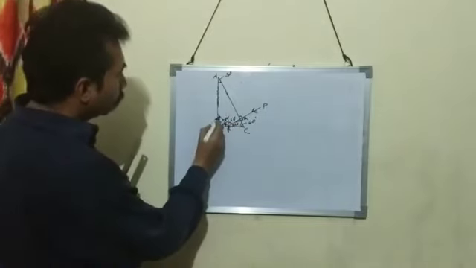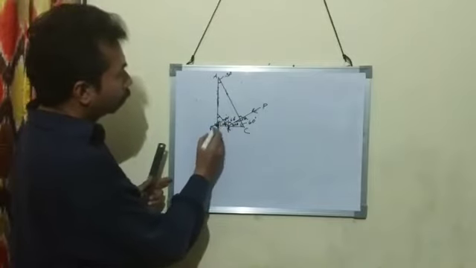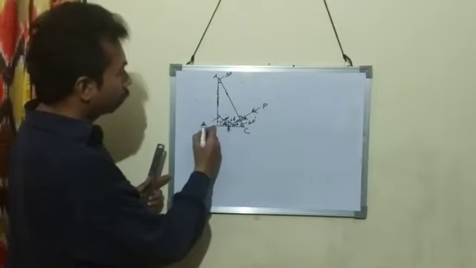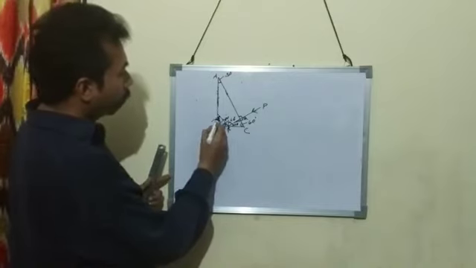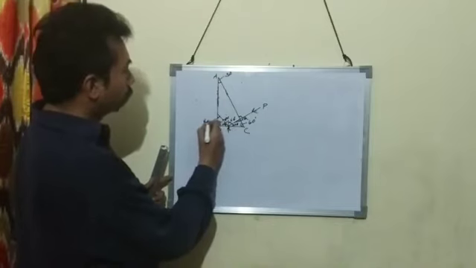So 30 degrees, then what is the magnitude of this angle? In this small triangle we will apply the angle sum property. Then this will come as 180 minus (90 plus 30). So this will come as 60 degrees. This angle will come as 60 degrees.